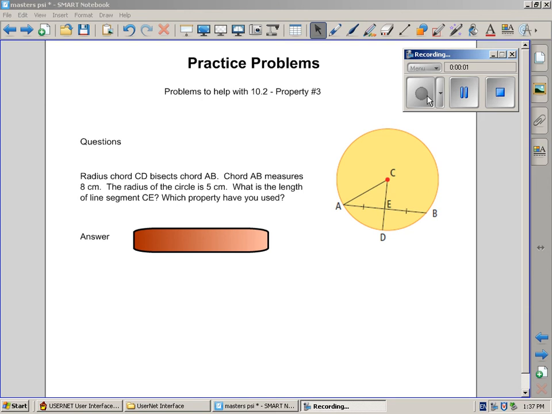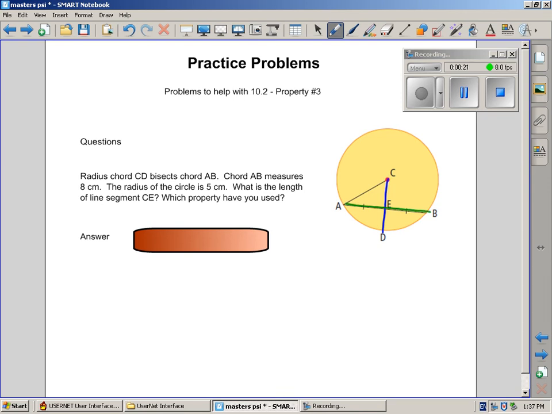Okay, everybody, we've got another practice problem here that we're going to go through that is a review of property number 3, and this will help us with section 10.2. And let's take a look at the question. So we have a radius chord CD bisects chord AB. So what we've just stated is that CD bisects this chord AB.